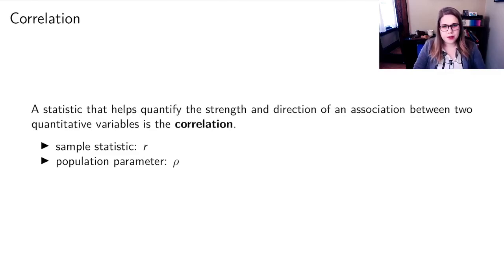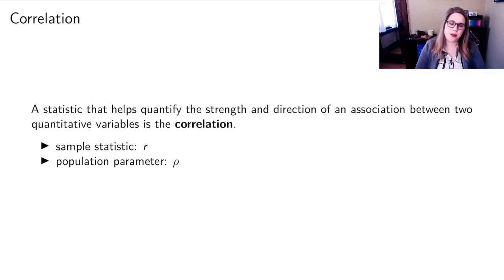So we've talked about data visualizations, the scatter plot, and we've already started to think about the strength of the association. But if we wanted to really quantify the strength and direction of an association, we could use a statistic called the correlation. And as with everything in this class, we have the sample statistic, the one that we can compute based on our real data.